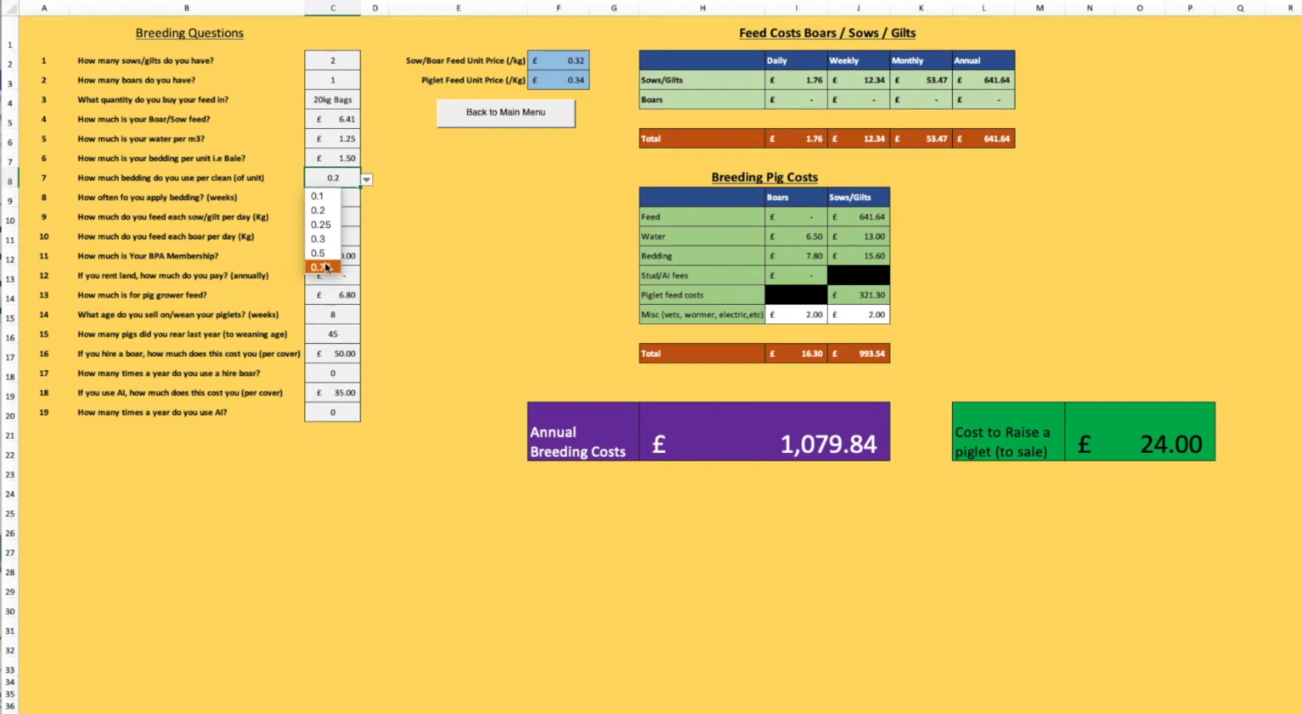I'm going to say in this instance that I use half a bale at a time, and that I change the bedding once a week. And you'll see that these will all have an impact over here on the pig breeding costs, the water costs and the feed costs, etc.